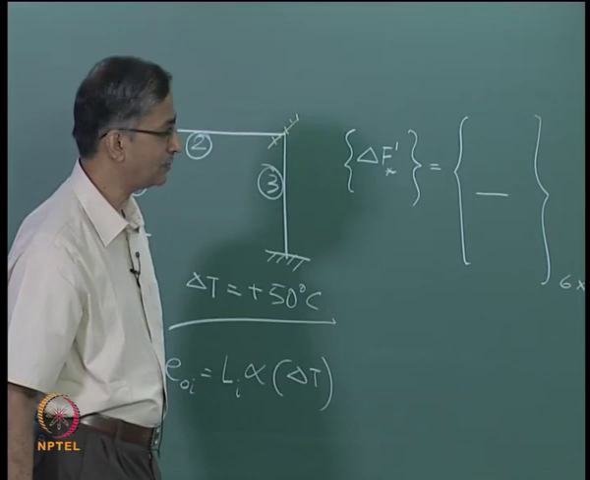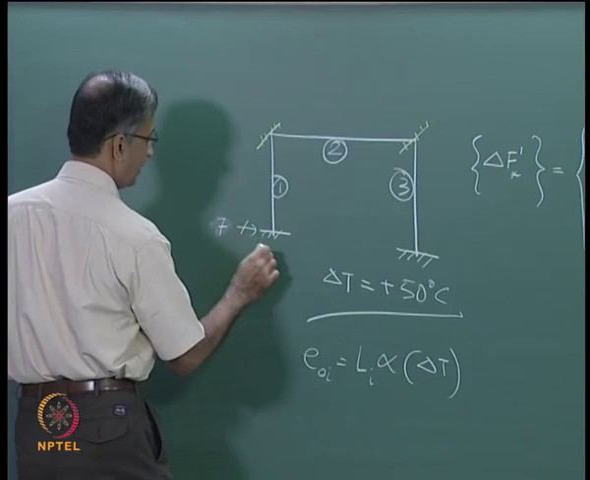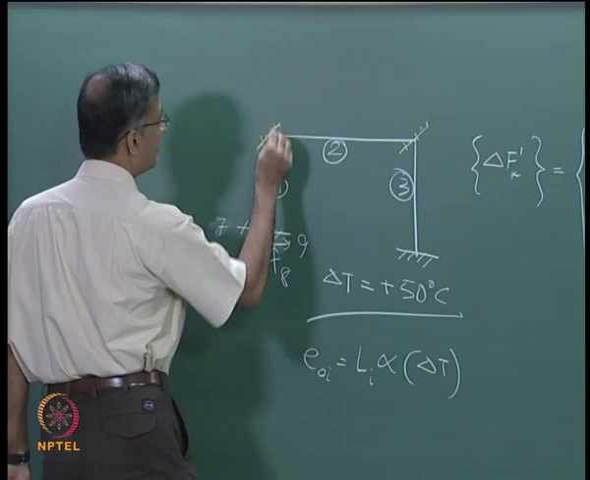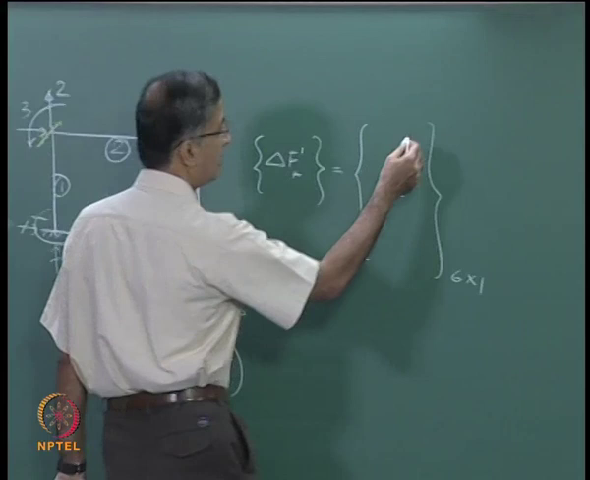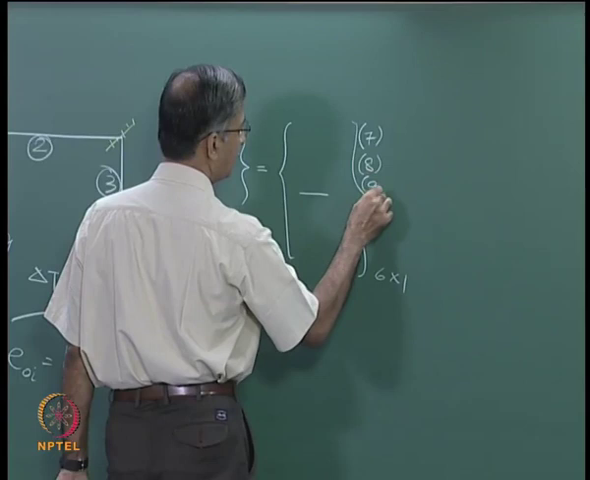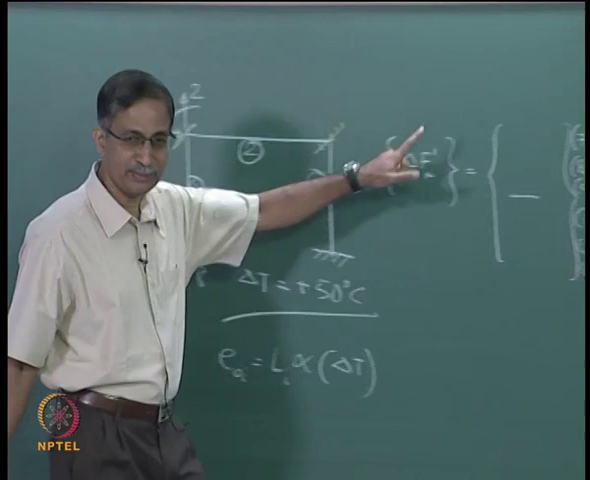So this had, if you remember, 7, 8, 9, and 1, 2, 3. So the linking coordinates are 7, 8, 9, and 1, 2, 3. And the element itself had 1 star, 2 star, 3 star, 4 star, 5 star, 6 star. How do you fill up this?